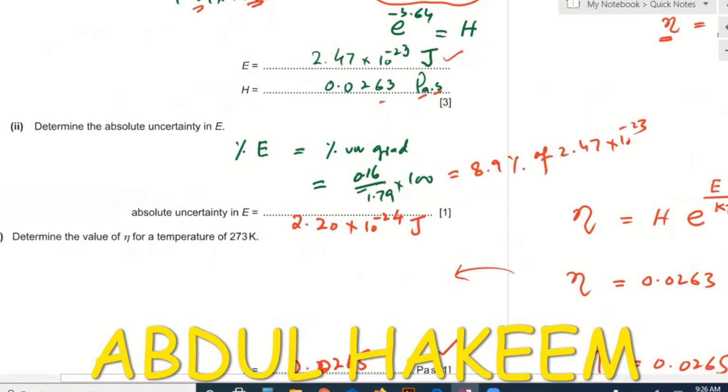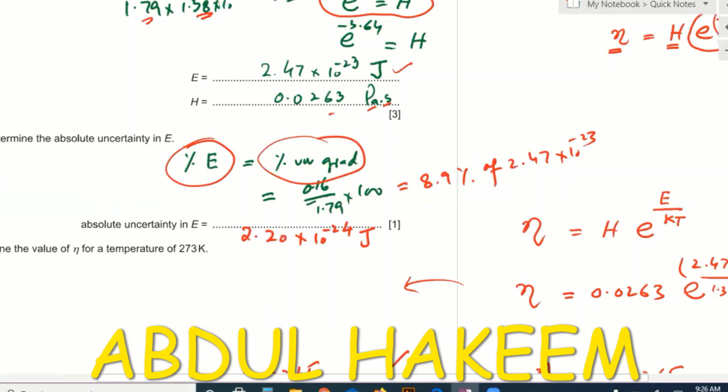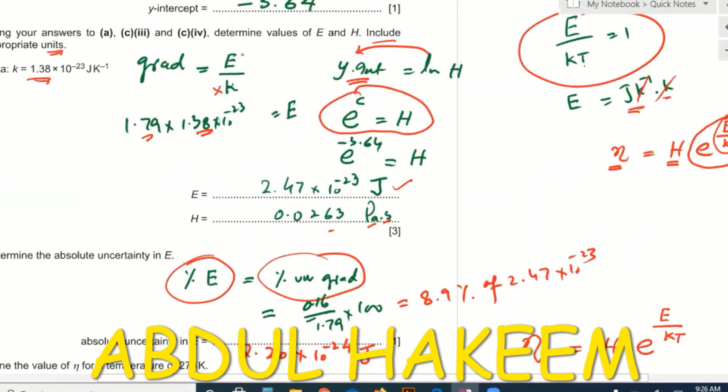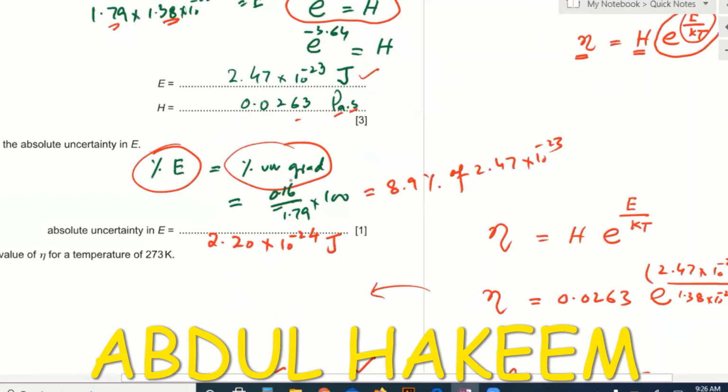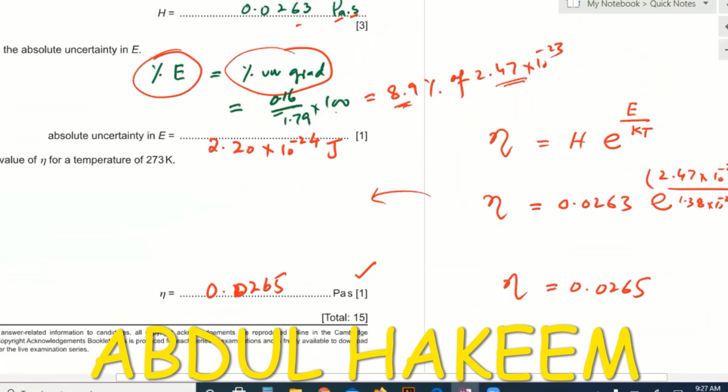Next question is, determine the absolute uncertainty. The percentage uncertainty of E is equal to the percentage uncertainty of the gradient, because K is constant. So the error percentage in E is the error percentage in the gradient. So the gradient percentage is 0.16 divided by 1.79 times 100, 8.9%. So 8.9% of E is the error, which is coming 2.20 times 10 to the power minus 24, and the unit is joule.